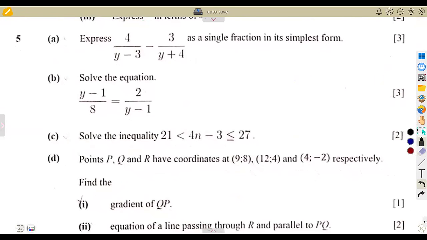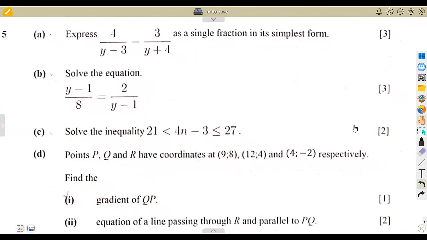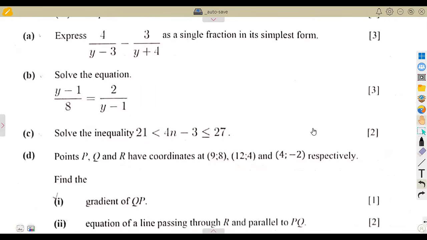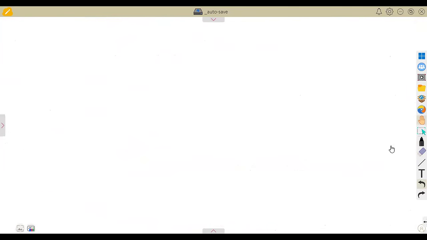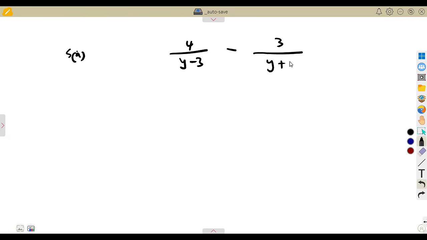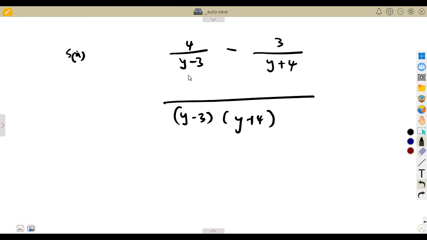All right, express as a single fraction in its simplest form. So let's just see what you were given. That is our question 5a. You're given 4 over y minus 3 over y plus 4. We've talked about different methods, finding the LCM, y minus 3, y plus 4, then you divide this into this, whatever that you multiply.